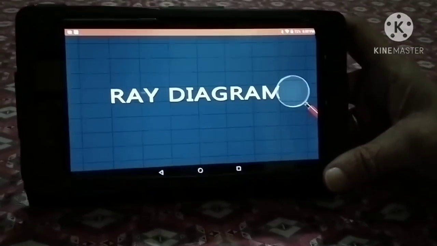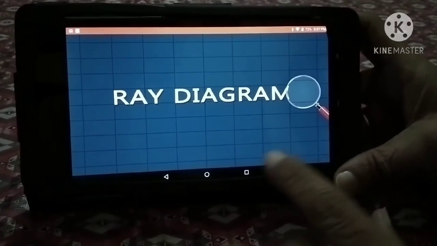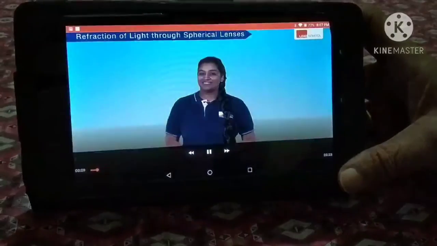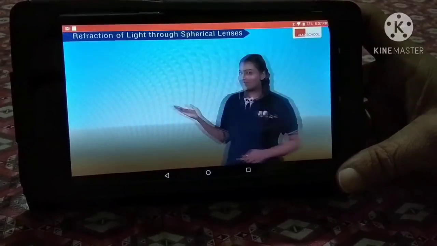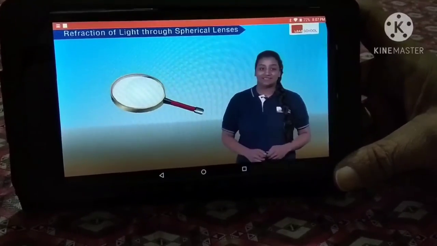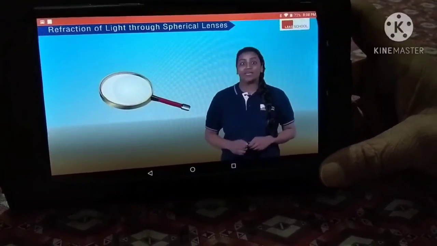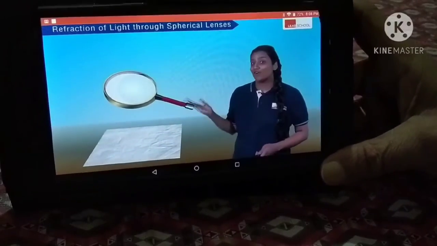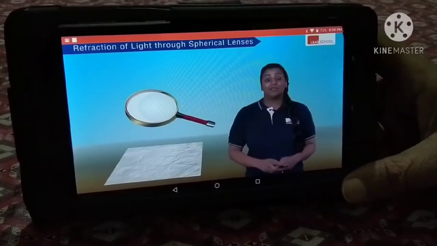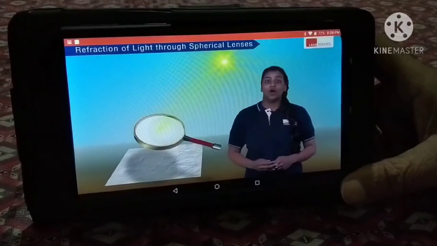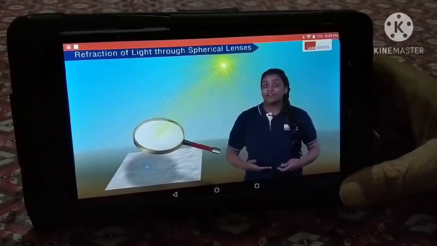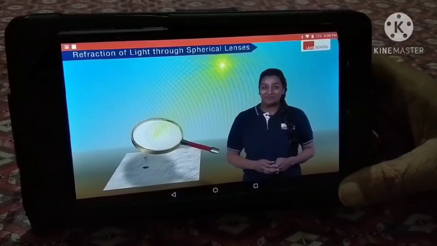Through this CRL, we will learn how to draw ray diagrams. Hello students, do you know what's this? That's right, it's a convex lens. Did you know that we can burn a piece of paper using a convex lens? Yes, a convex lens can be used to focus the light from the sun onto a single point on a piece of paper, thereby generating enough heat to burn it.